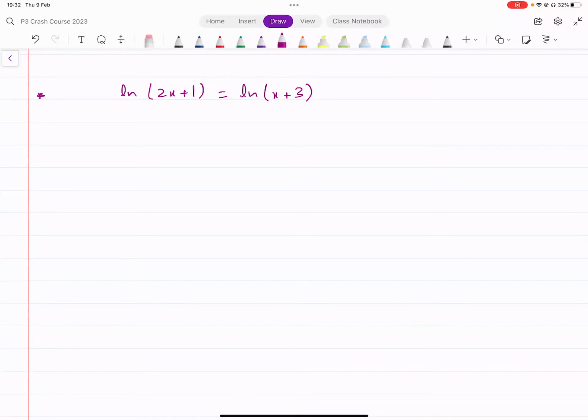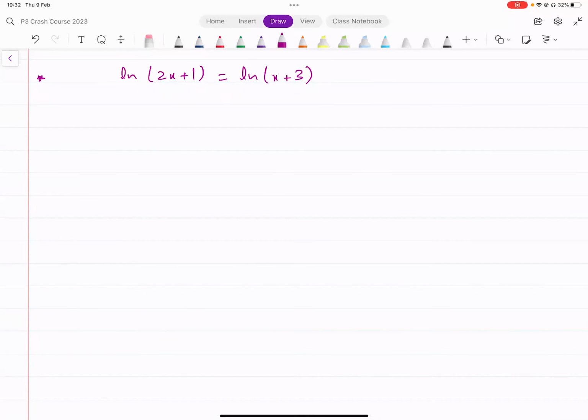Now, the equation already has log in it, right? So it's ln of 2x plus 1 on the left side, ln of x plus 3 on the right side. How do we solve this equation? One way you might think about it would be that you say the log gets cancelled, okay? Although you could do it like this, it's not quite mathematically correct because log is not a number that you can cancel like this.